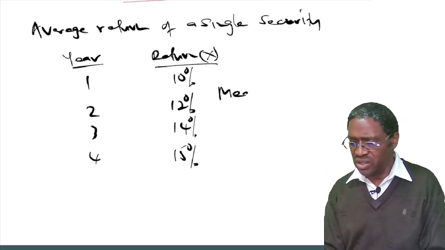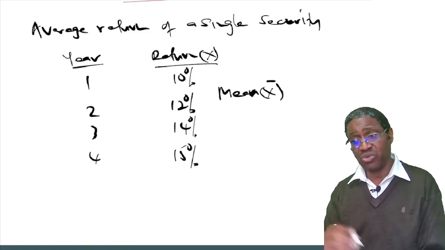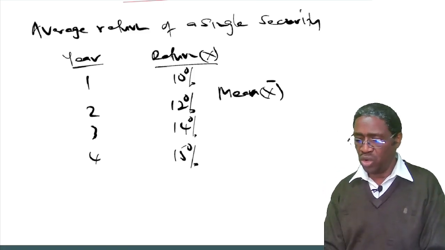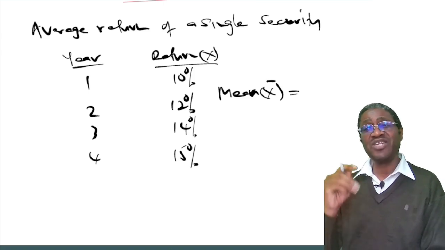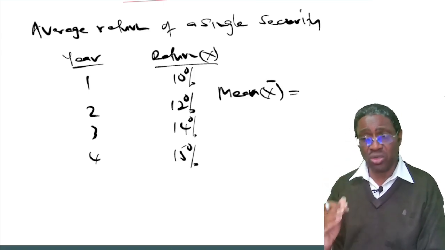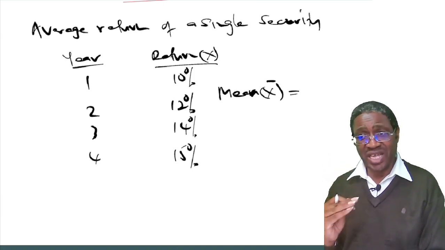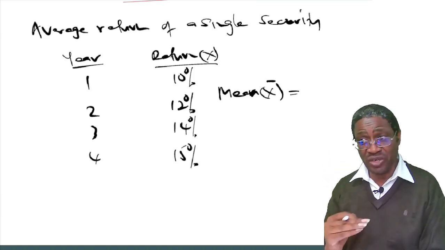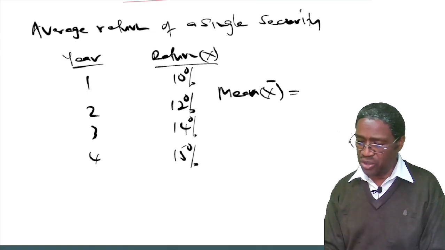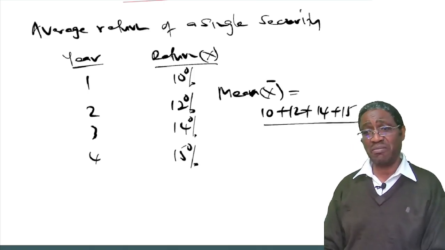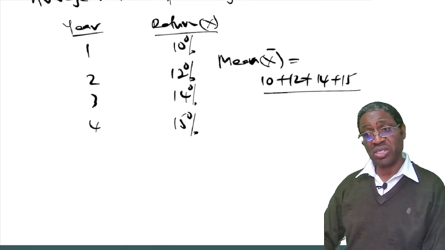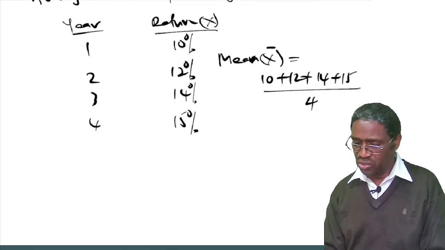So to get the mean or the average, which we shall be representing as X bar, what you do is get the total of these returns and divide that by the number of observations, which are the number of years. For example, here I will say 10 plus 12 plus 14 plus 15. I divide that by the number of observations, which is 4 years.